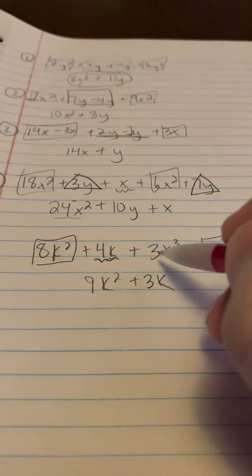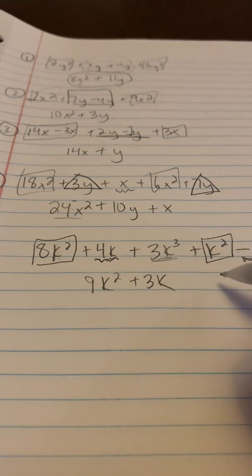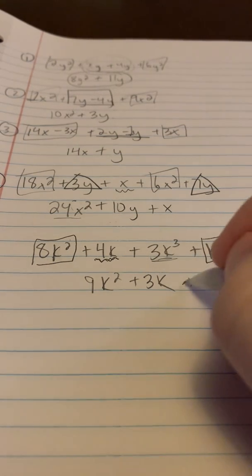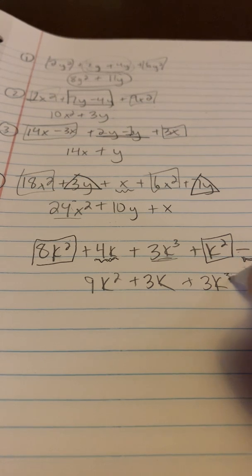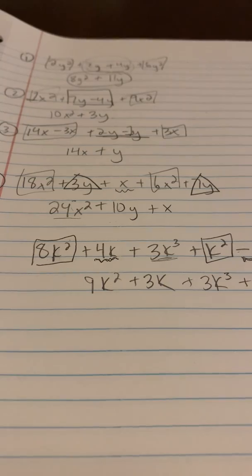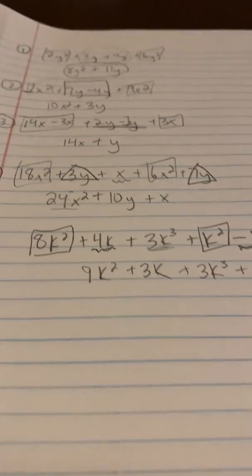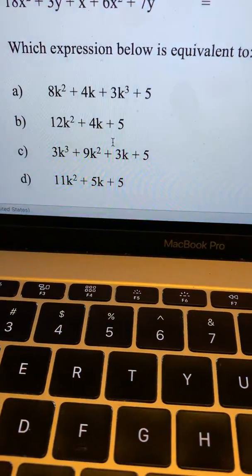Okay, 3k to the third power, or 3k cubed. I have no other 3k cubed, so I just gotta leave that as 3k cubed, and then adding 5. When I look at my answers, what I wrote right there isn't actually any of my choices here. So I'm gonna go back and look at this while I'm looking at the screen.